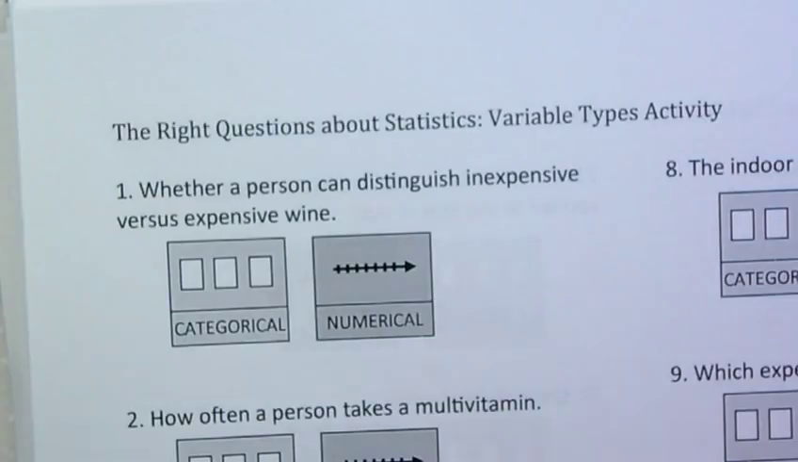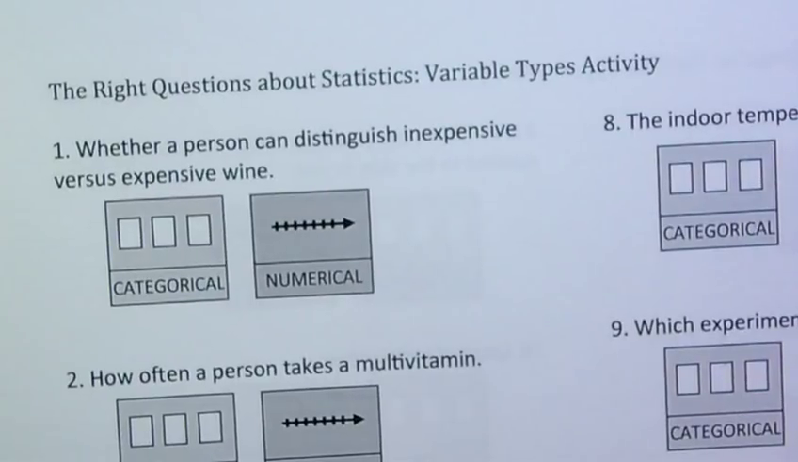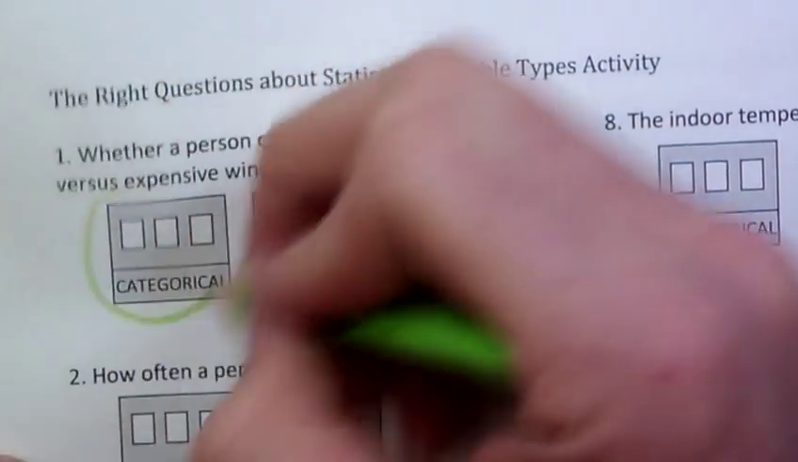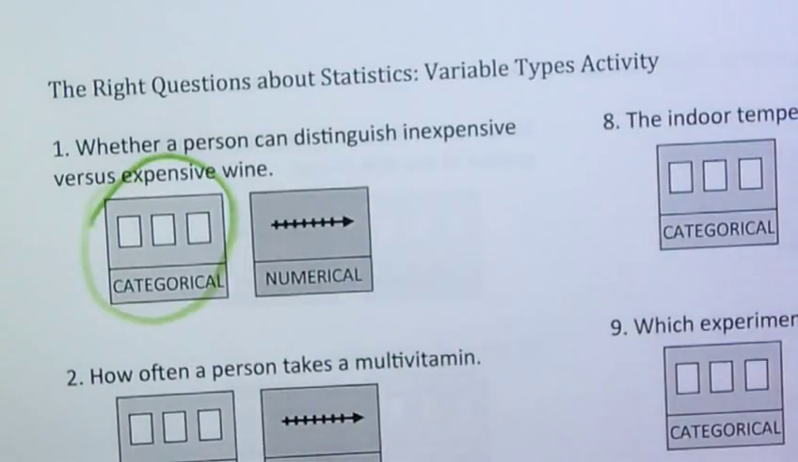So, yes. Okay. So, this is a variable I might write down about a person, whether a person can distinguish between inexpensive and expensive wine. Categorical or numerical? Thank you. Got 2 categories, yes or no.